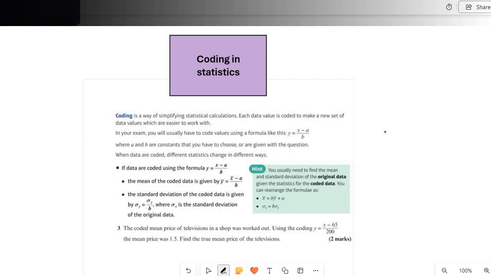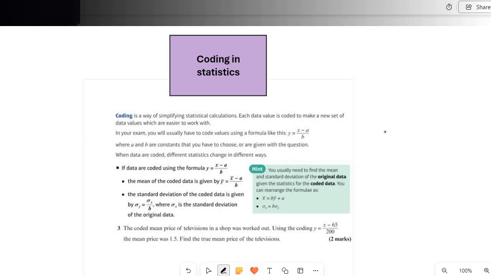In your exam, you will usually have to code values using a formula like this, where y is equal to (x minus a) divided by b, where a and b are constants that you have to choose or are given with the question. When data are coded, different statistics change in different ways.